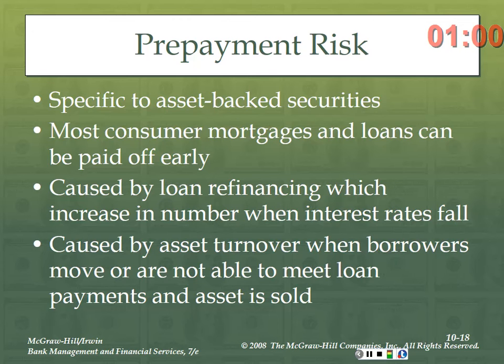Now, principal-only strips are a little bit different. When it comes to a mortgage, if you pay this $100,000 mortgage off in 12 years, or even if you refinance the mortgage, the principal is always paid off. That's the amount that you borrow. So principal-only strip holders don't necessarily worry too much about prepayments.